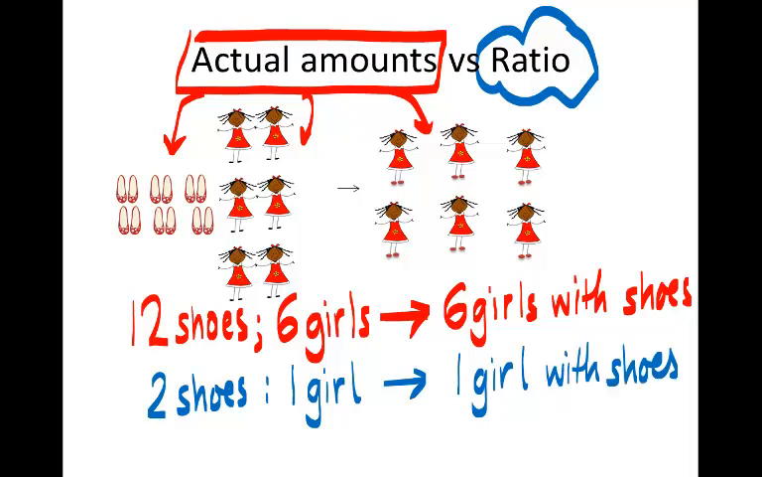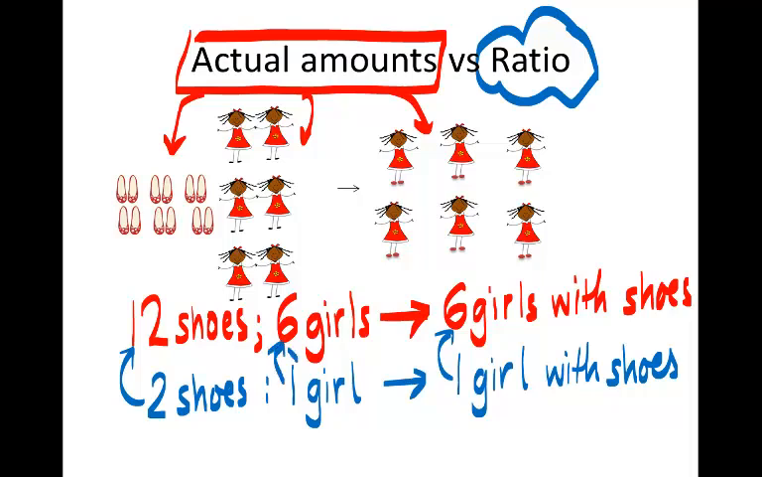So notice that this is the simplest way of writing the possibilities of the relationship between girls and shoes so that each one gets shoes on their feet, on both of their feet. 2 is to 1 is to 1. 2 shoes for every 1 girl to give 1 girl with shoes on. That's a ratio. But we can have any multiple of that in actual amounts. In this particular case, we have 6 times that. We have 6 girls, and so we need 6 times 2, 12 shoes. And that gives us, after they've put the shoes on, 6 girls with shoes.